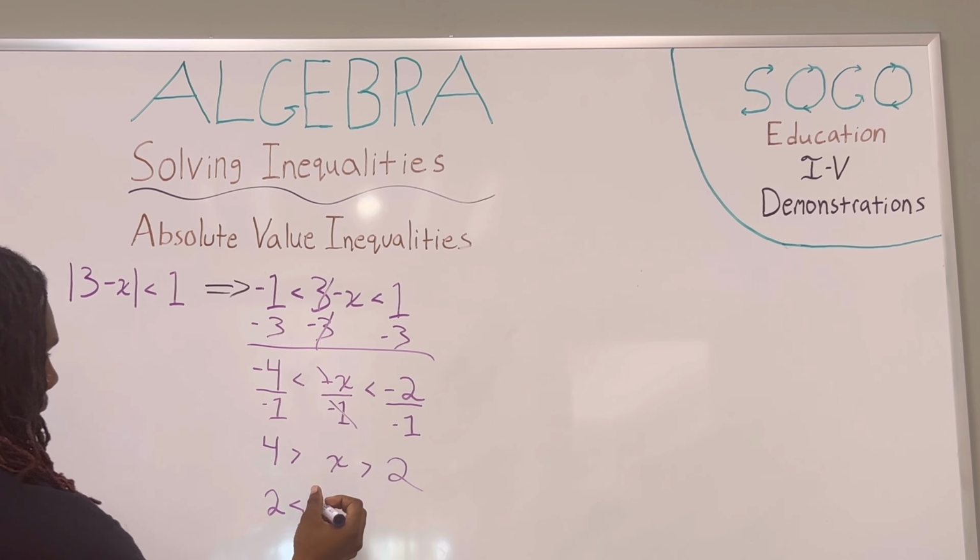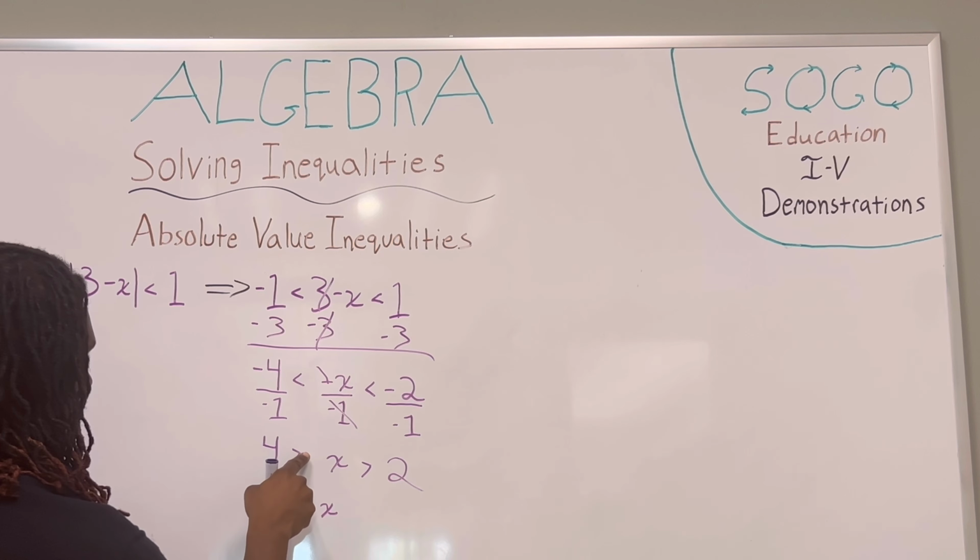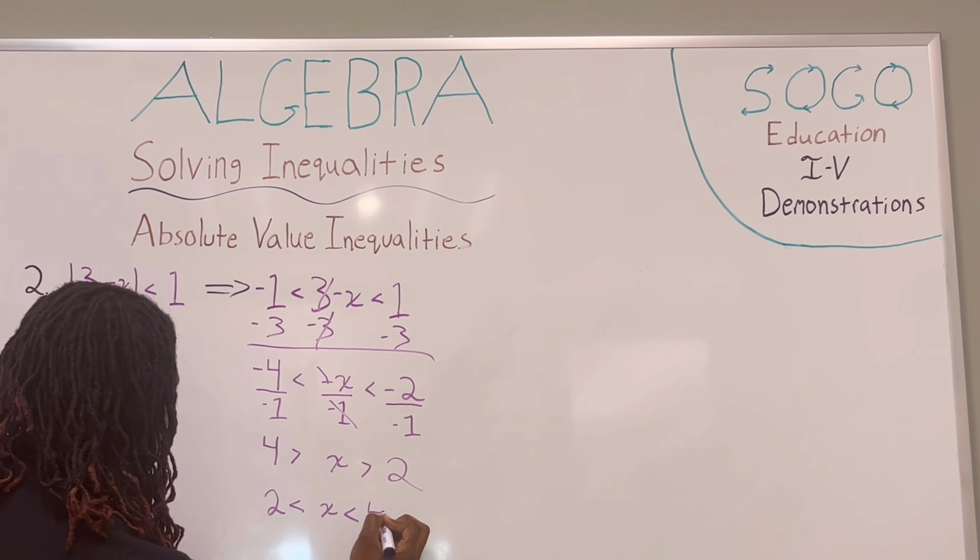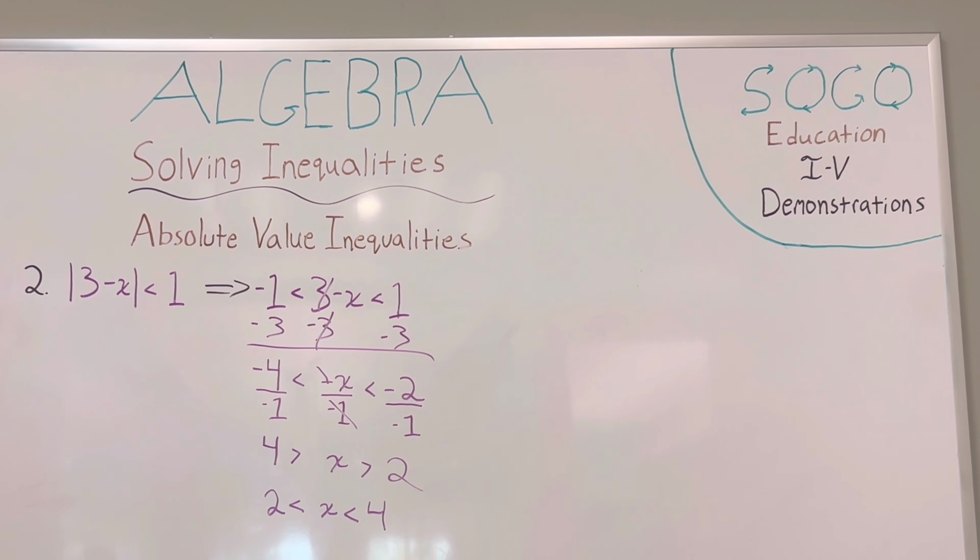And then you know me, I like to read it from left to right, less than, so I'm gonna flip it around. So it's gonna be 2 is less than x is less than 4. Done.